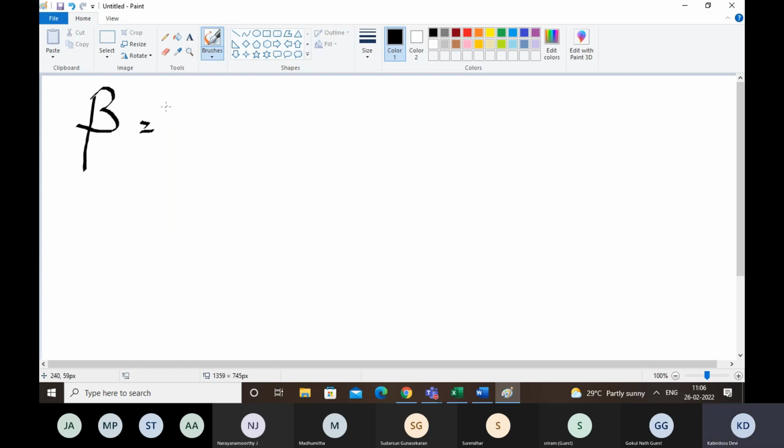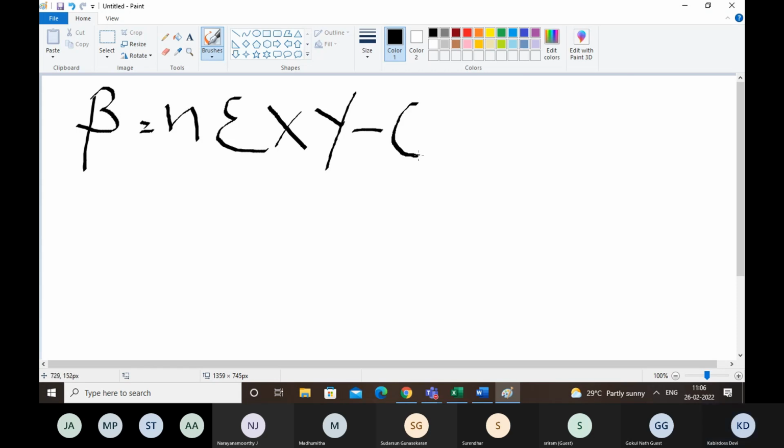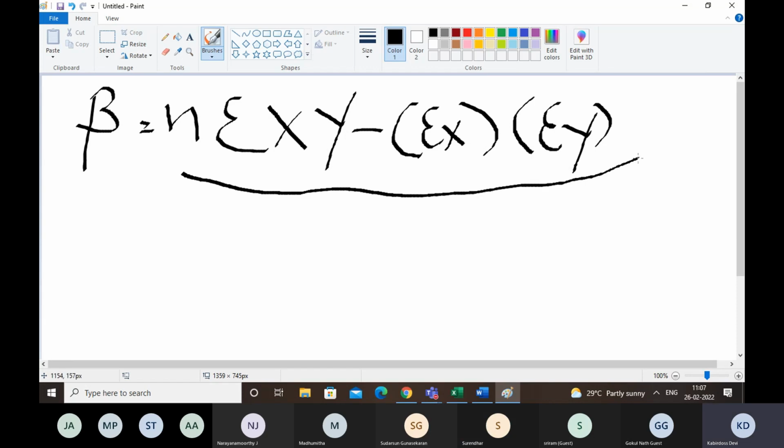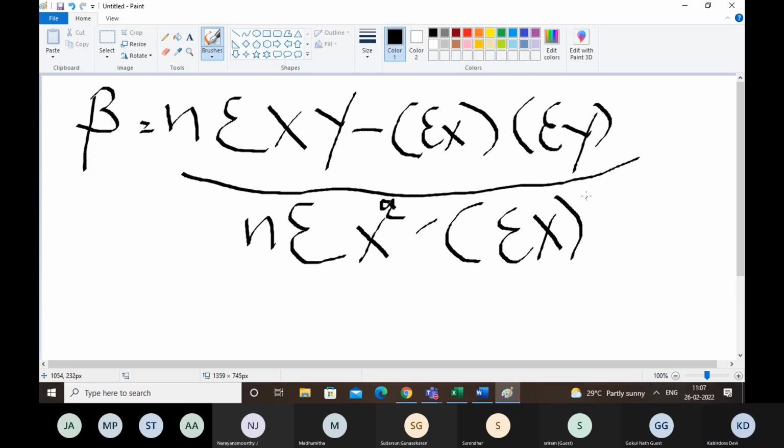Beta is equal to n summation of xy minus summation of x, summation of y, the whole divided by n summation of x square minus summation of x the whole square. Are you writing down? Yeah. So this is the formula to identify beta.